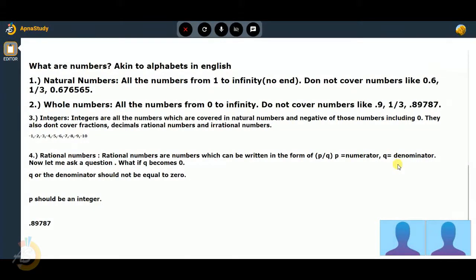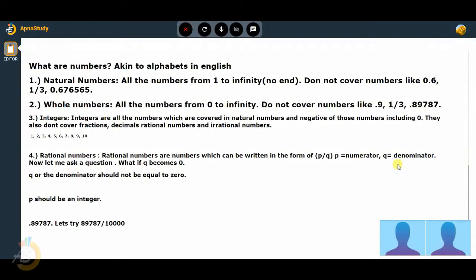0.89787. This is the number you are talking about. Your question was, let's make this a rational number. Now let's try. We can shift the decimal 5 places to the back, like this: 89787 upon 100000. So this is a rational number.